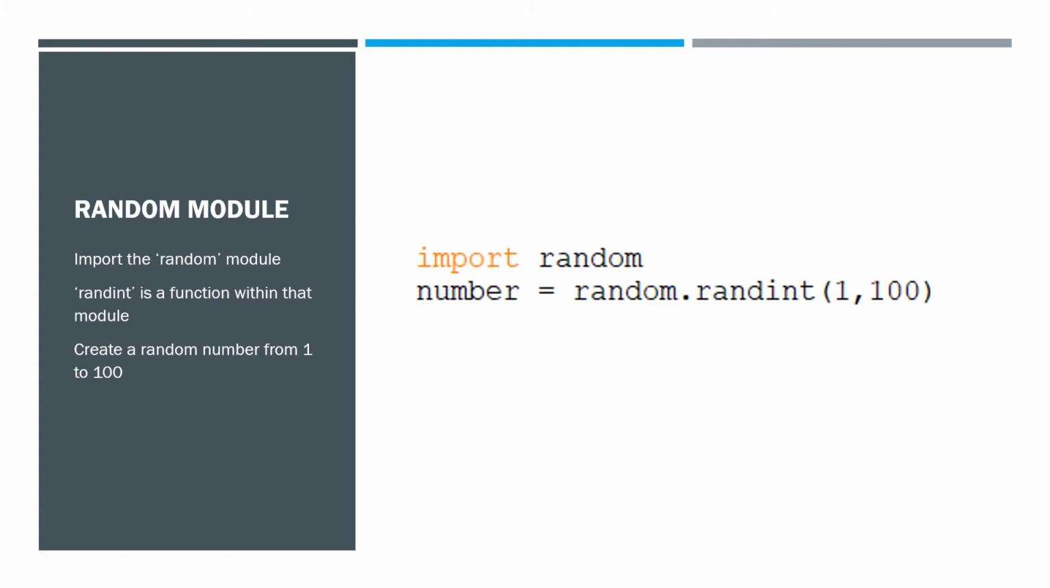Import is a Python keyword, that's why it's shown in gold, and random is the name of the module that we're going to import. If you're curious about what other modules are available, Google Python modules and you'll find a wealth of useful information, but that goes beyond the scope of this lesson.